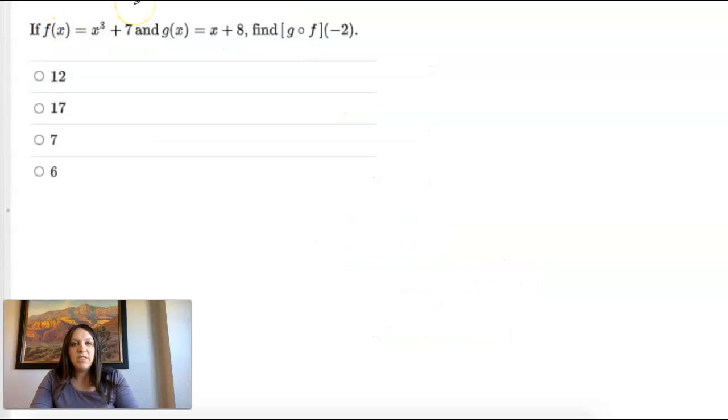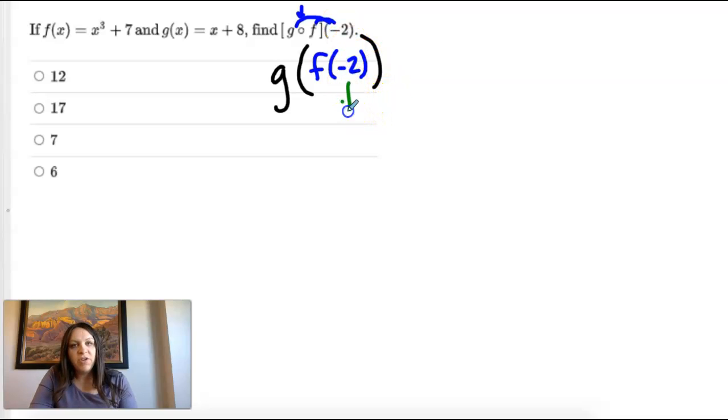Another way that we see compositions is with this circle. So it's not a multiplication because it's that open circle, but what that means, it's kind of the distributive property backwards. So I'm going to take f of negative 2, and after I find that, I'm going to put that inside g. So first, we want to find f of negative 2.